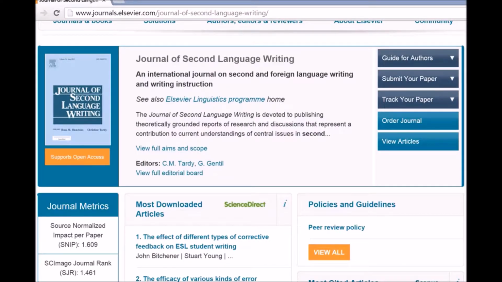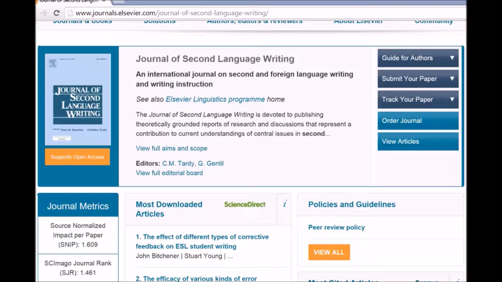So in this discussion, we're going to look at journals, and I'm going to focus on one that I'm familiar with, which is the Journal of Second Language Writing. I've published a number of articles, and I'm currently on the editorial board.